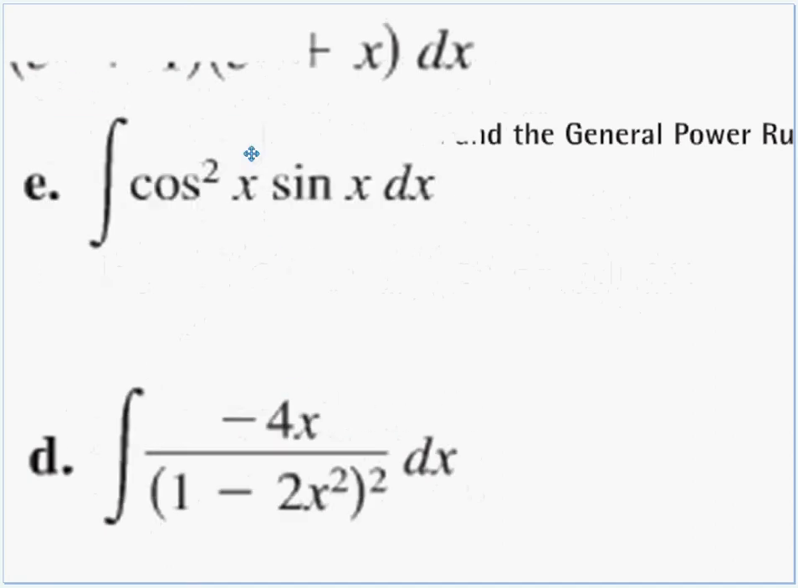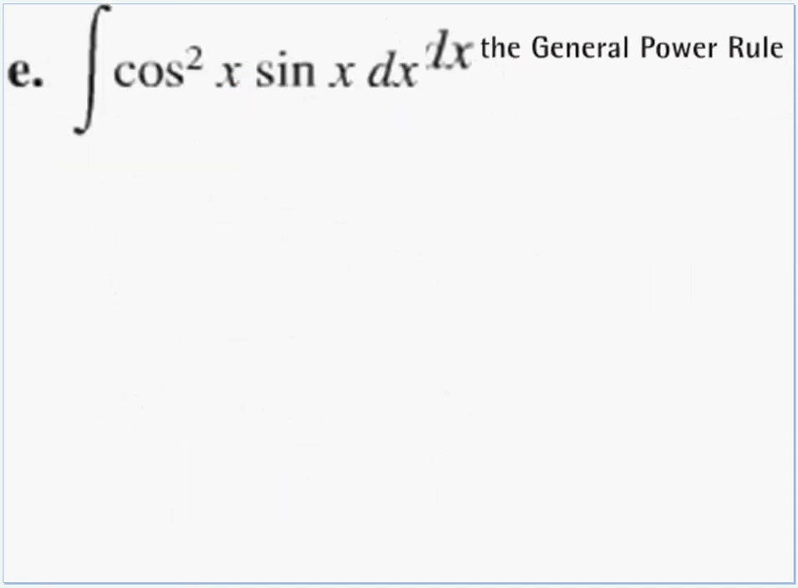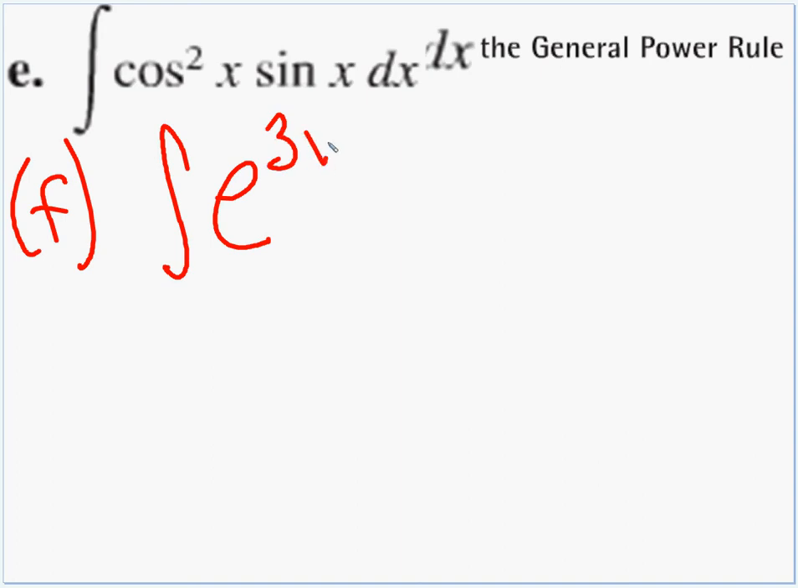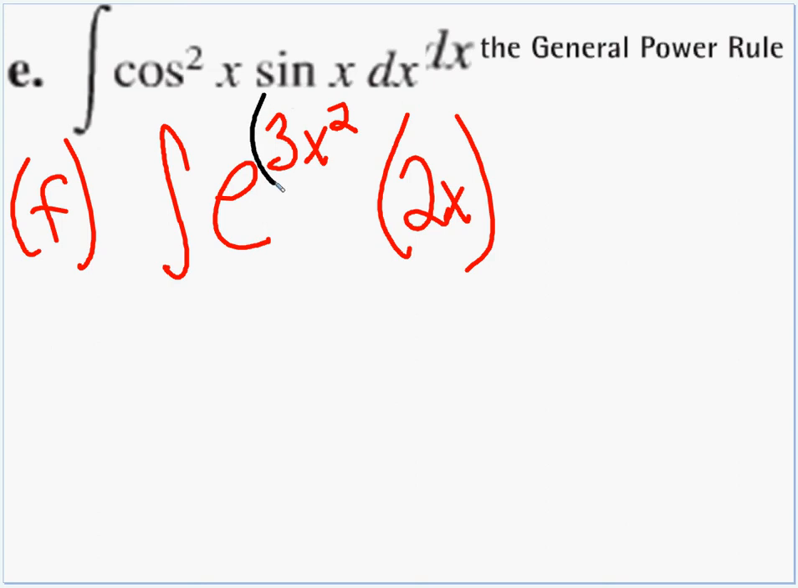I'm going to call this letter F, the antiderivative of e to the 3x squared times 2x. And I don't like that exponent. Let me just back that up. E to the 3x squared times 2x. All right, now this one, I'm going to assume that e's exponent is my inside function. So 3x squared, I need its derivative to be present. The derivative of 3x squared would be 6x. So we've got a 2, but we want that to be a 6.